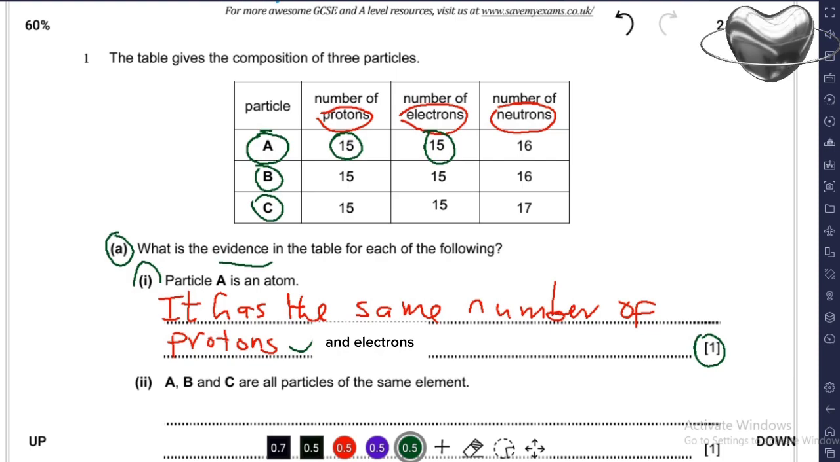We go to question A2. A, B, and C are all particles of the same element. Which evidence is showing that A, B, and C are the particles of the same element? When we come back to the table, we find that all particles are having the same number of protons. If particles are having the same number of protons, just know that all particles are of the same element.